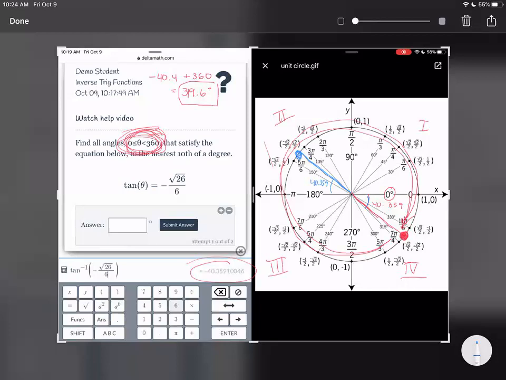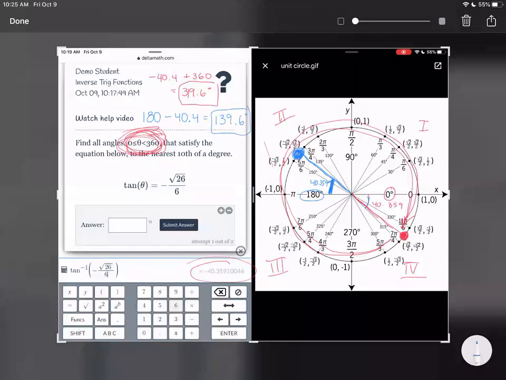Okay, so then we need to find out the angle measurements of this blue spot. So we know that here is 180, and we know that between the 180 and the angle we want is 40.359 going backwards. So in order to get this blue spot, we're going to do 180 minus 40.4, rounding it. And then let's use a calculator so we don't mess up. 180 minus 40.4, and you get 139.6 degrees.